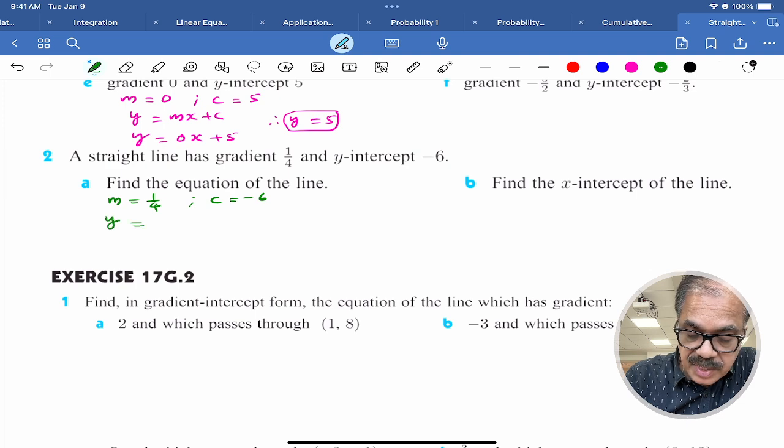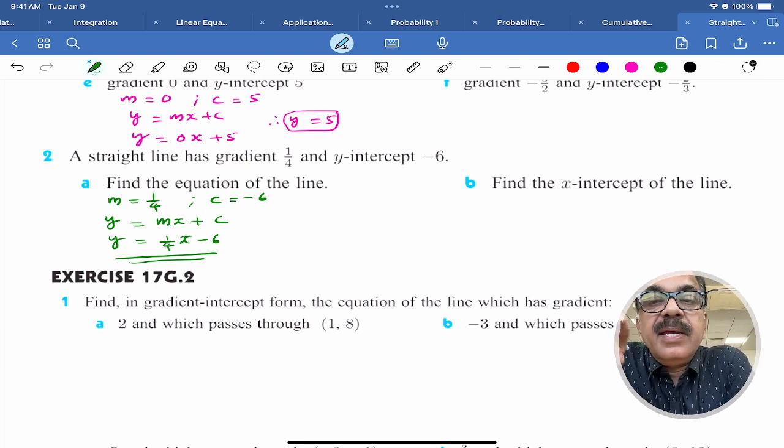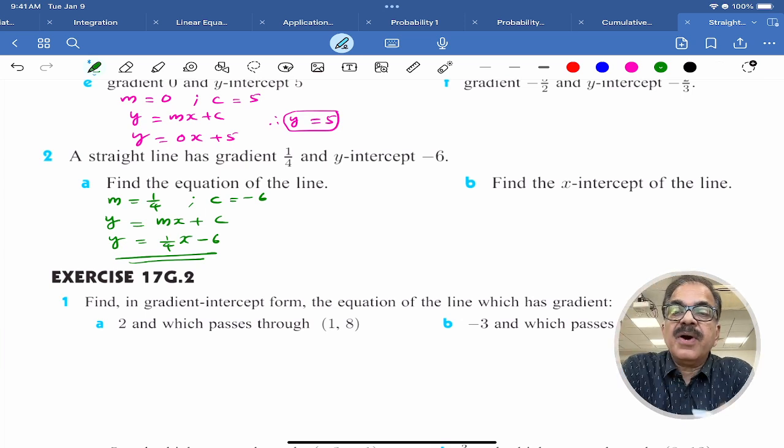So the equation is y is equal to mx plus c. y is equal to 1 by 4x minus 6. Okay, that's the equation of the line in the gradient intercept form. So we found the equation of the line in the gradient intercept form.